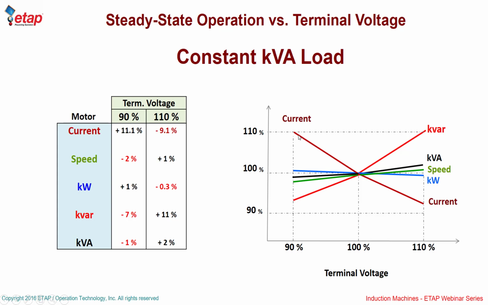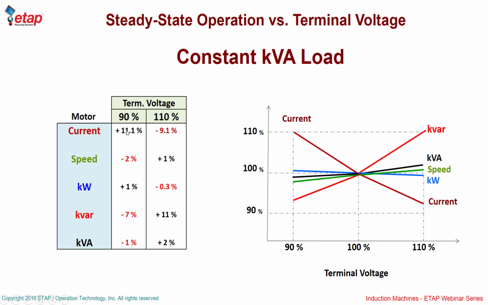And you can see, based on constant kVA, if your voltage changes by 10%, the current goes by 1 over 0.9. It changes by 11.1%, and vice versa. If it goes to 110%, the current comes down to a lower value.